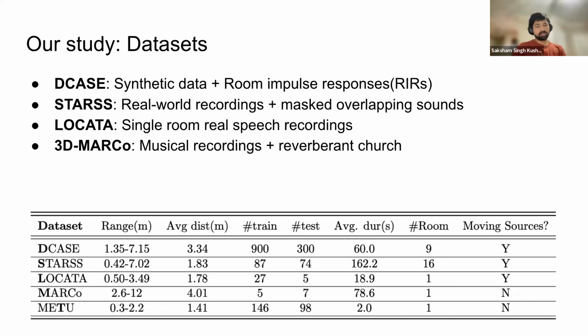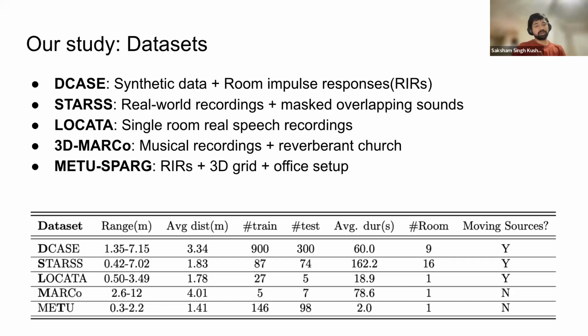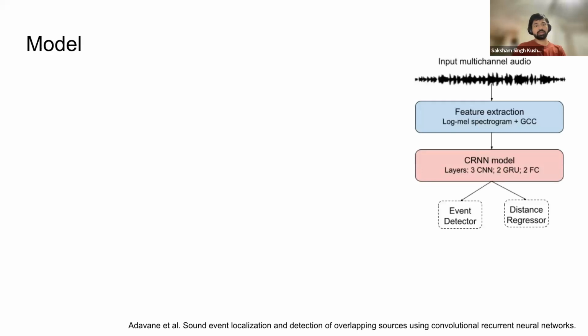MARCO consists of music recordings in a church, while METU consists of 3D grid room impulse responses in an office setup. Here we have shown some statistics about all the data sets that we have used. And the differences in these data sets is what makes our problem challenging and worth exploring.